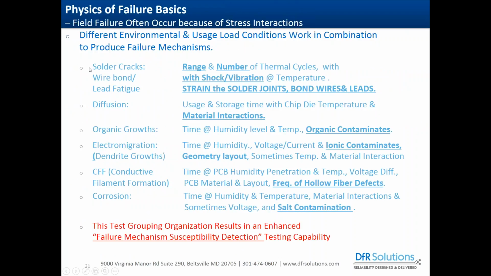So this led to new test formats where there were mixed environments based on physics of failure knowledge, where we saw that solder cracks or wire bond failures or lead fatigue was related to the range and number of thermal cycles the part was experiencing, combined with vibration and shock at temperature. And diffusion, which is the wear-out mechanism on an integrated circuit die, would be due to temperature and material interactions on the die.